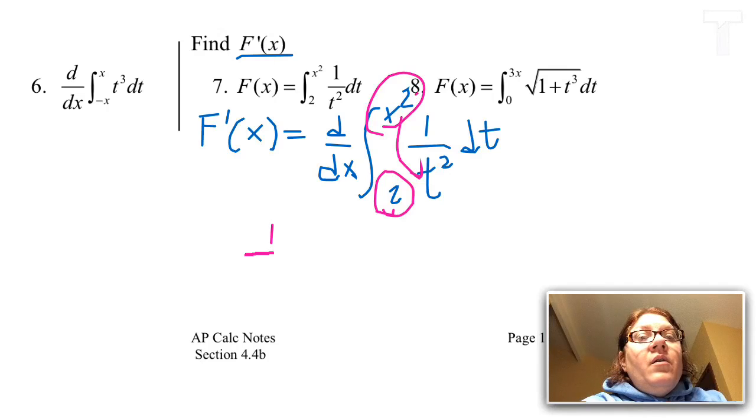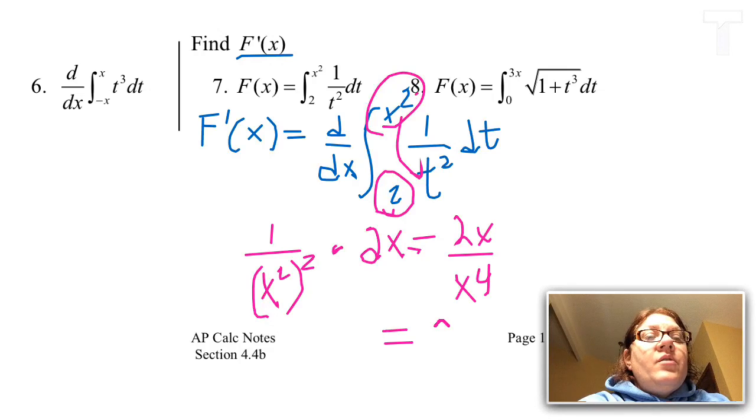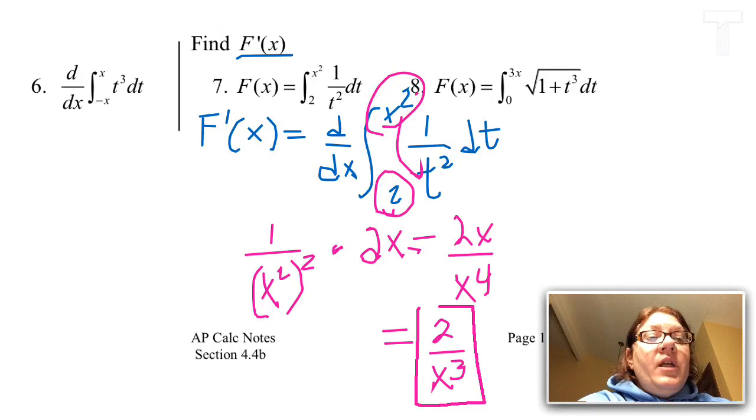So I'll have 1 over x squared times the derivative of my expression. So I have 2x over x to the fourth, which is 2 over x cubed. Oh my gosh, I think these are getting easier.